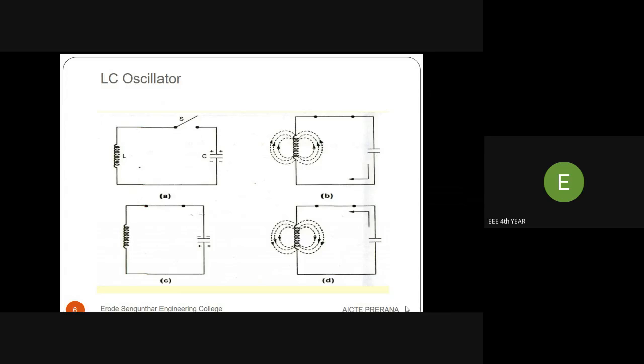But an LC oscillator has a transistor amplifier. This transistor amplifier gives the energy to compensate the loss produced by the LC circuit, so we get sustained oscillation. In the LC oscillator, the frequency of oscillation depends upon the L and C values, that is, the inductor and capacitor values. So in the LC oscillator, the frequency of oscillation f is equal to 1 divided by 2π root of L into C hertz.